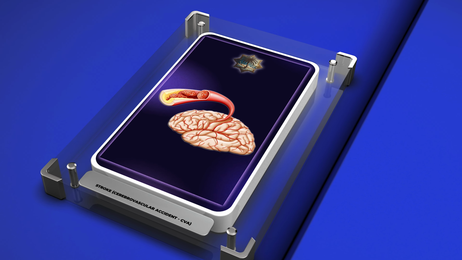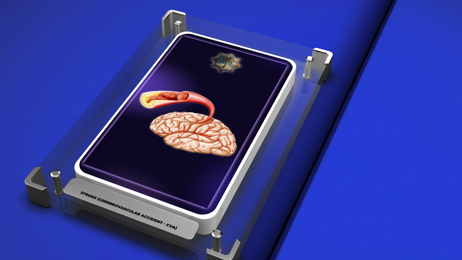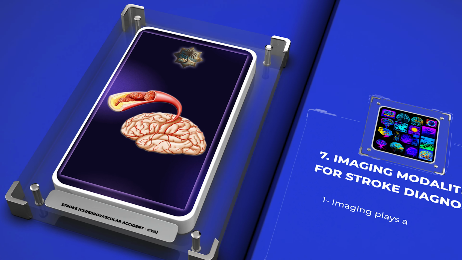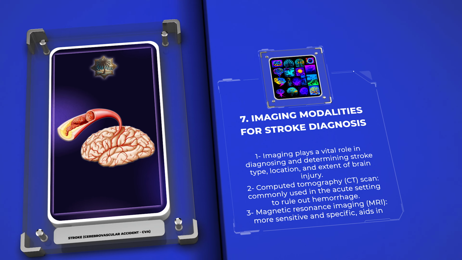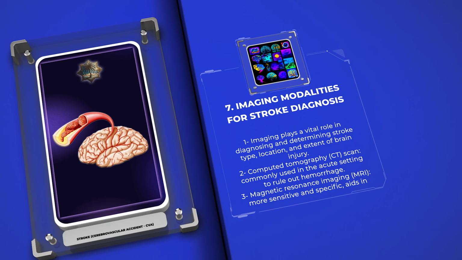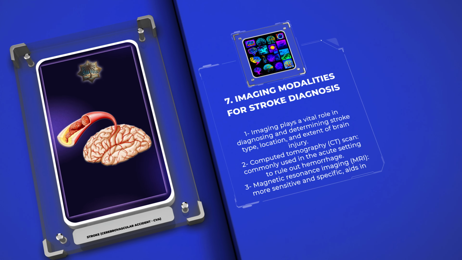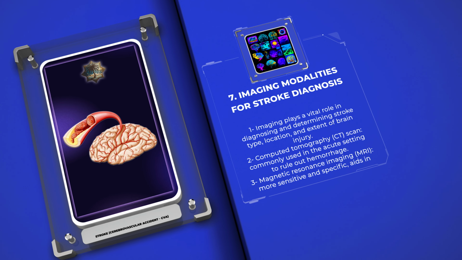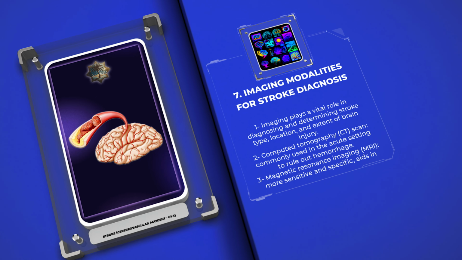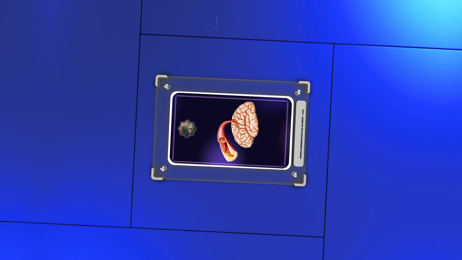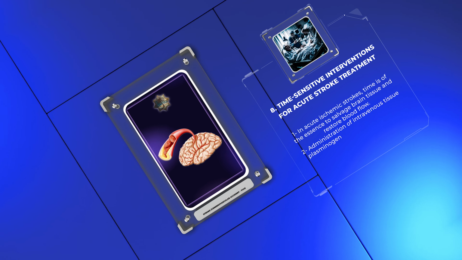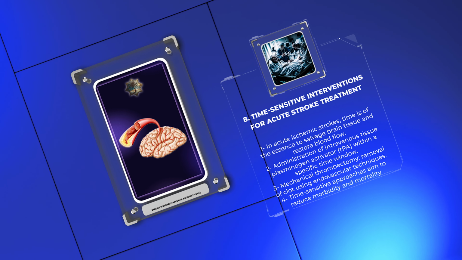Imaging plays a vital role in diagnosing and determining stroke type, location, and extent of brain injury. Computed tomography, CT, scan is commonly used in the acute setting to rule out the presence of hemorrhage. Magnetic resonance imaging, MRI, is more sensitive and specific, aiding in the identification of ischemic lesions and providing valuable information for later management.